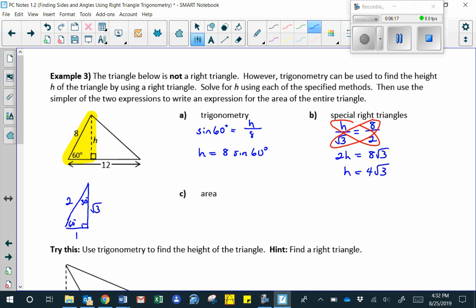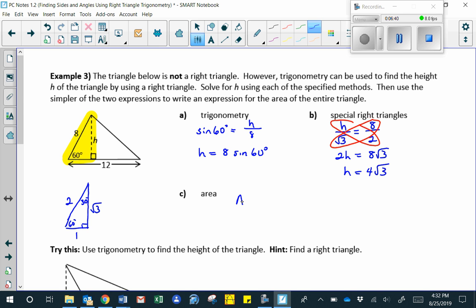Now, which one of these expressions seems simpler? 4 times the square root of 3 is clearly simpler because it doesn't have a trig function involved. So when we can use special right triangles, you definitely need to do so. So in C, we're going to use the simpler of those two expressions, the 4 times the square root of 3, to find the area of the entire triangle.